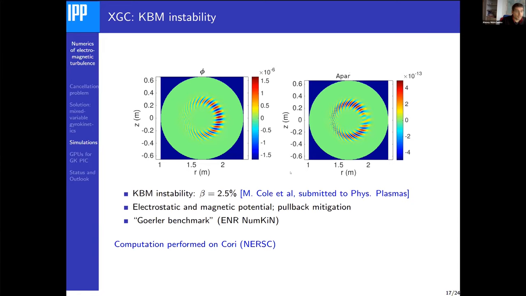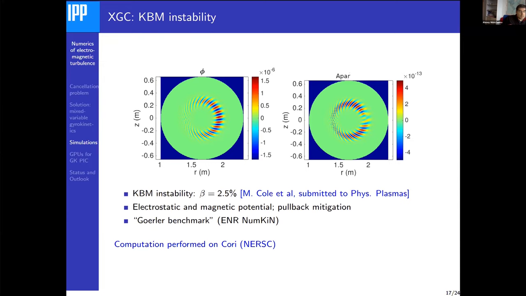Okay, so the last code to be shown here is XGC, which is a DOE code. We have recently implemented this mixed variable gyrokinetics, including the pullback transform, into this code. And this is one of the first results with this scheme, new for XGC. Here you can see a KBM stability, linear instability at this beta, reduced mass ratio.